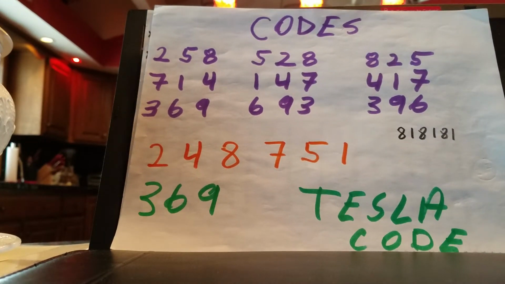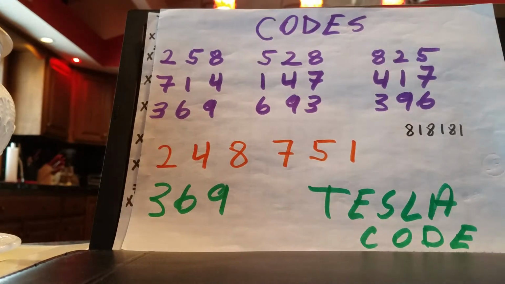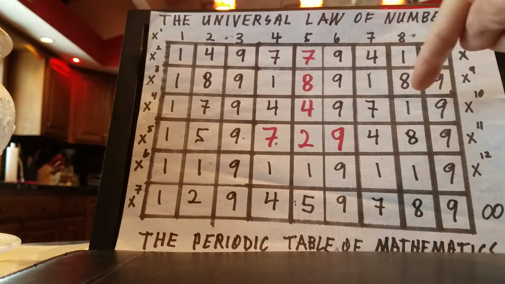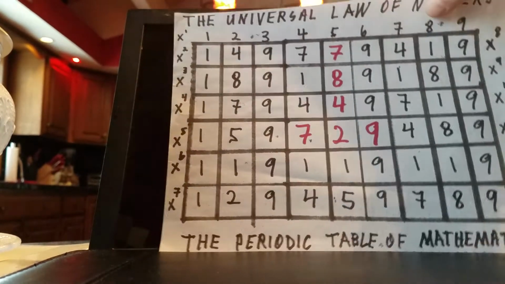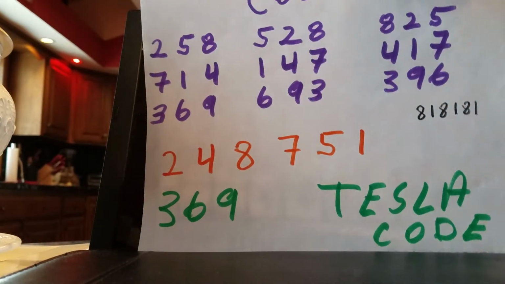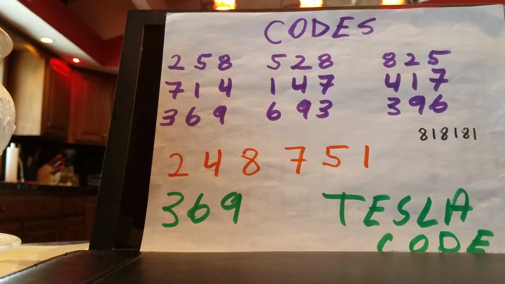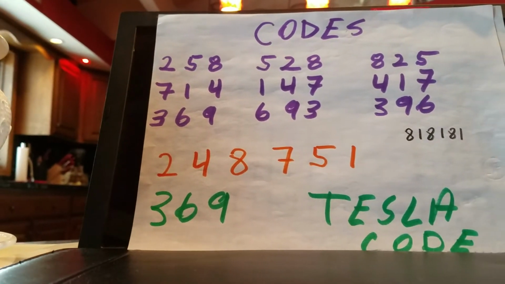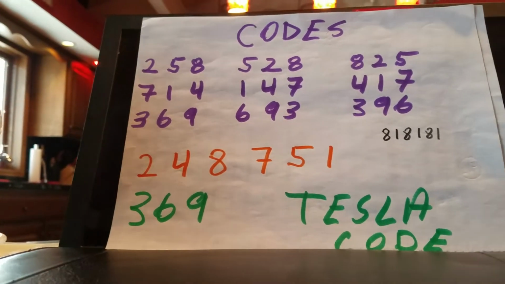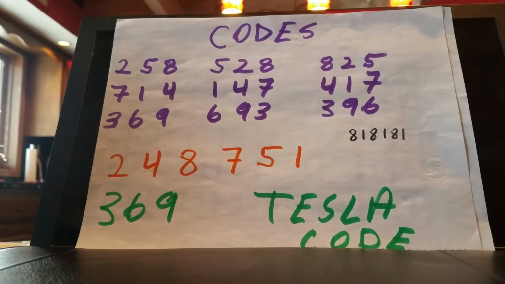We have the codes. They are 258 and 147, and that's the 369 code. And we also have 818181, 818181. And of course, we have 248751, and that's all the 369 code. So what I demonstrate is how our number system, what we refer to as mathematics, is just some manifestation of this 369 code, and I try to make that more clear for people so they understand where I'm coming from.